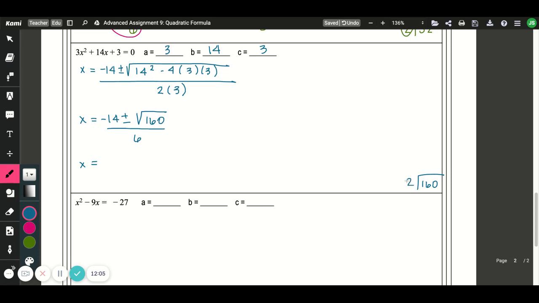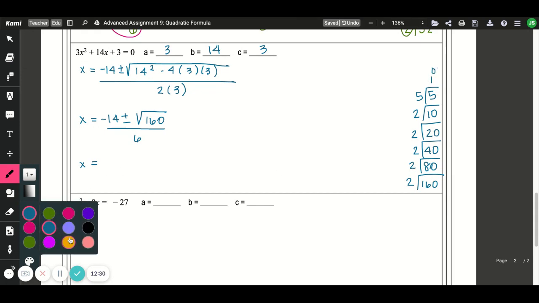160 is divisible by 2, and I get 80. 80 is divisible by 2, and that gives us 40. 40 is divisible by 2. 20 is divisible by 2. And 10 is divisible by 2. And then finally, we get 5 up there.